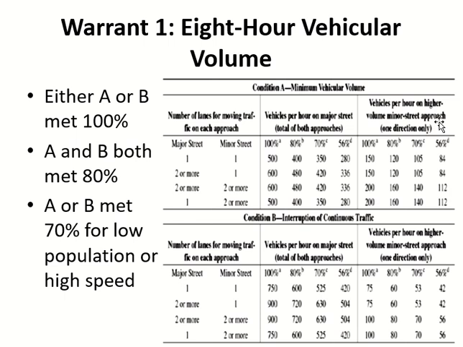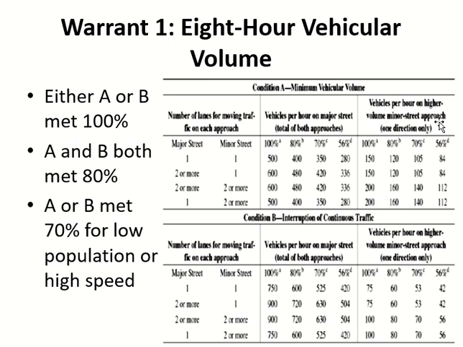In any case, if you meet the 80% column in both, then still you need a signal. So there are three things with this warrant. If you meet 100% in either this table or this table, you need a signal. If you match 100% here or here, you need a signal.